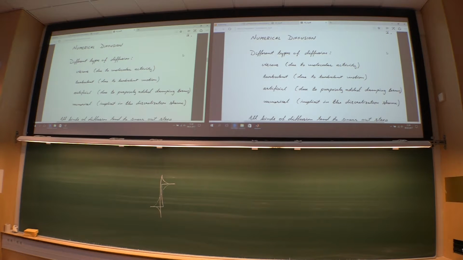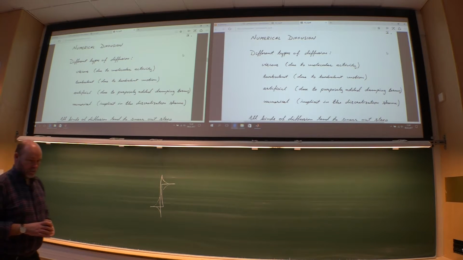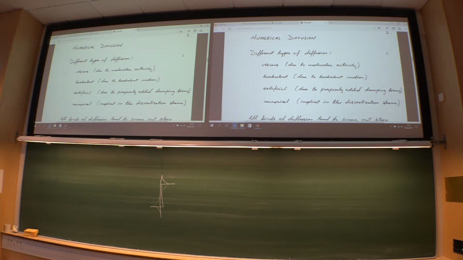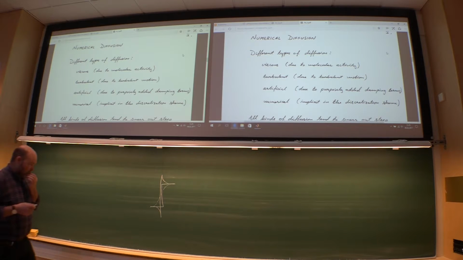Artificial, that's something we can choose. We create a numerical scheme that has some additional artificial viscosity in it, like the first order upwind scheme. If we choose that one, then we add viscosity, we know that. So then that might be at least more stable. You even have other diffusion mechanisms. We're going to see that later.